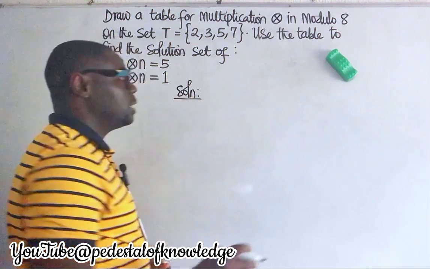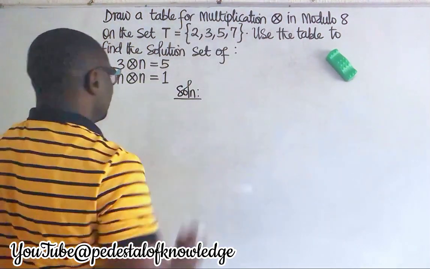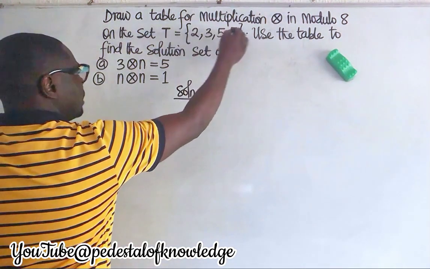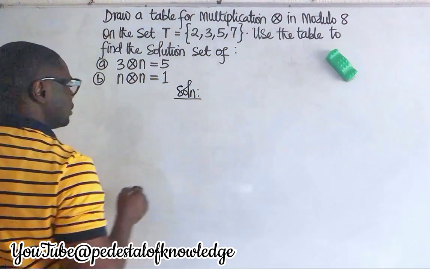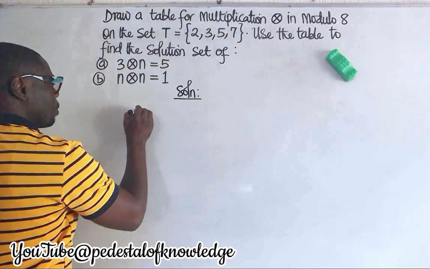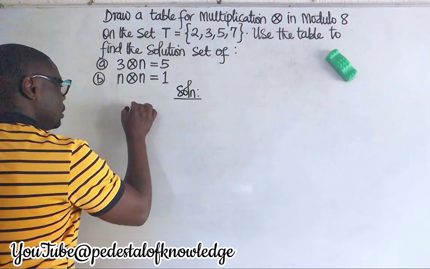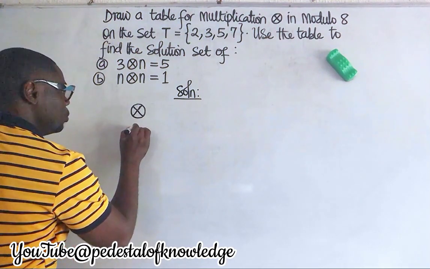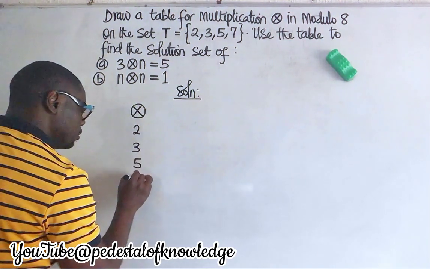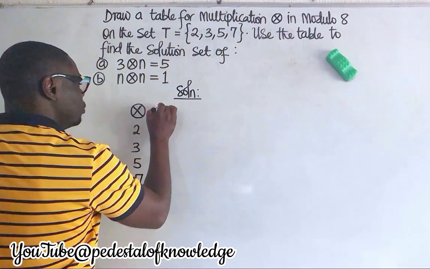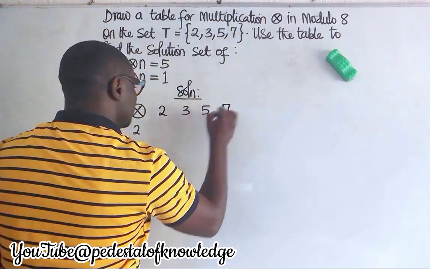Now the first thing we're going to do is to compute the multiplication table in modulo 8 for this very set. So now these numbers here, we are going to represent them on the vertical and the horizontal. Because we are multiplying, we put the multiplication operator here and then put down the numbers. We have 2, 3, 5, 7. Then here we also have 2, 3, 5, and 7.